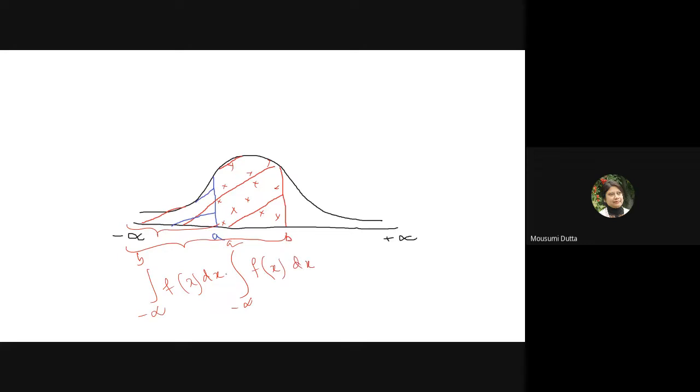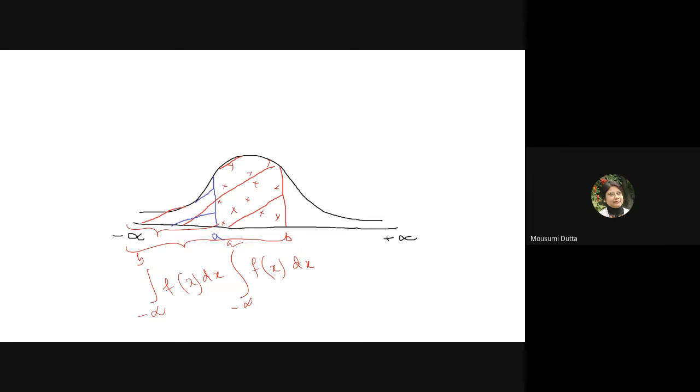Then subtracting this part from the whole part, that is from minus infinity to B, I'll be able to calculate this part. So I have to take the area from minus infinity to B, then the area from minus infinity to A. If I subtract the second area from the first area, then I am getting the area in between.